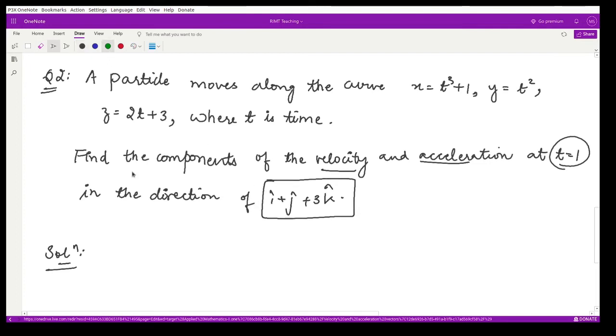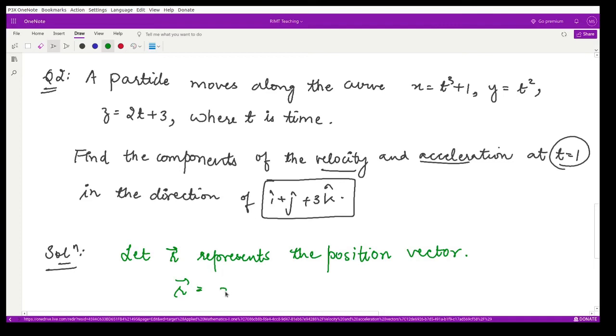Okay, so for that, firstly, let the vector r represent the position vector. Then what are the components of the vector r? The r vector is defined like this: x i cap plus y j cap plus z k cap, right?